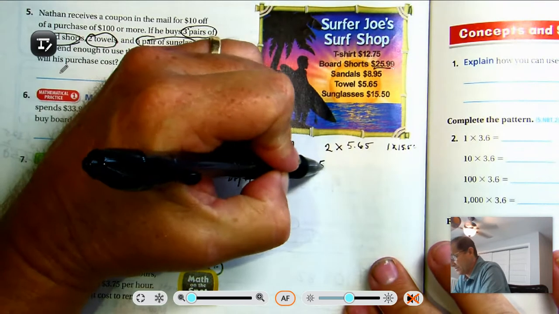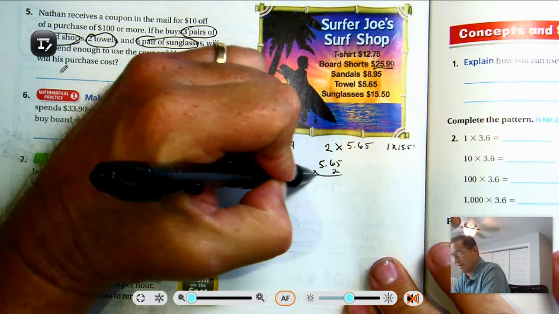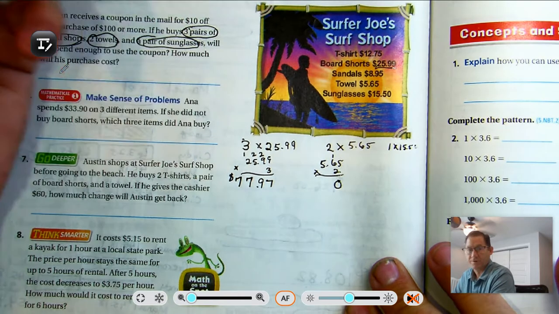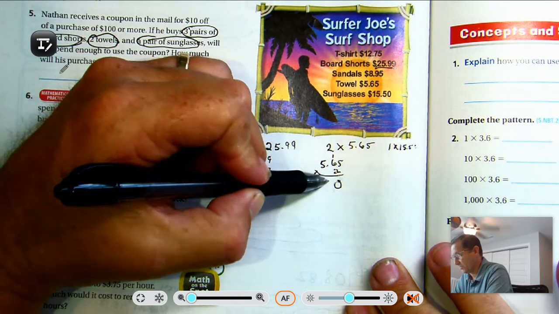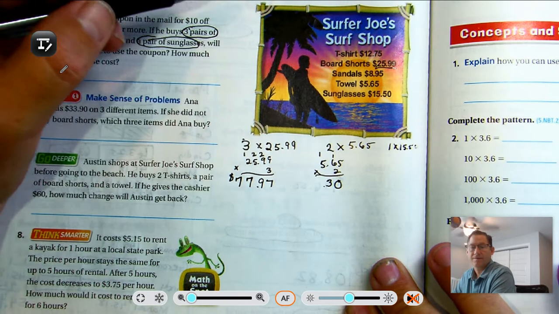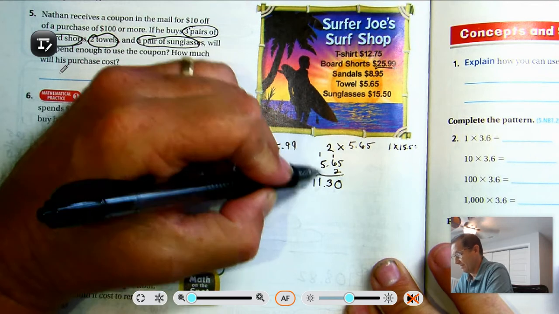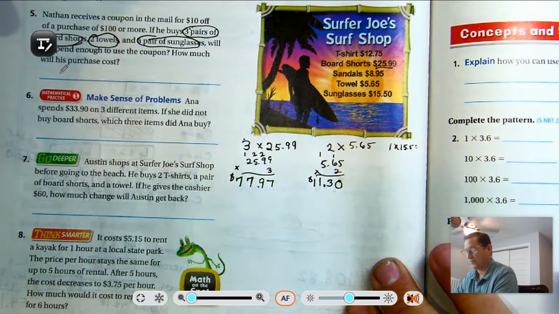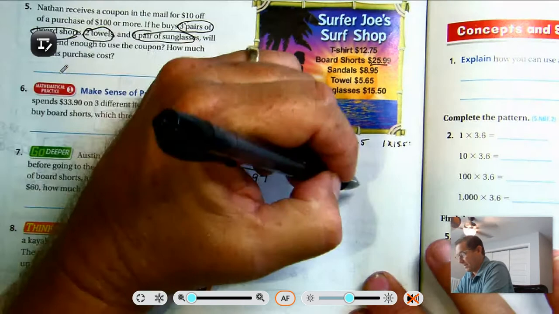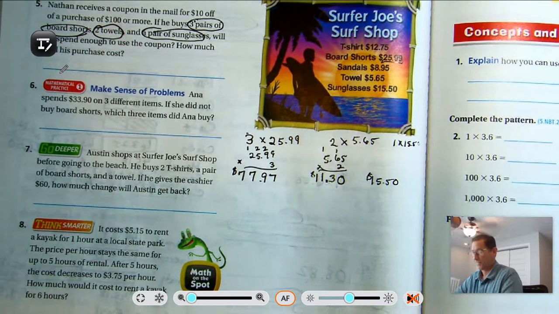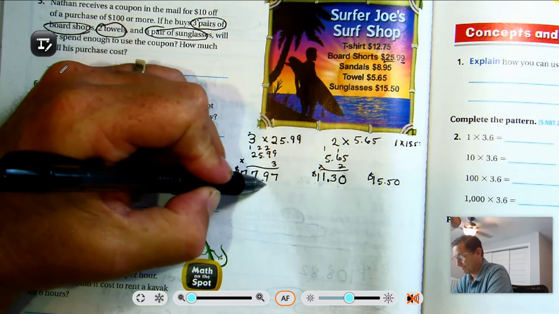Then he bought 2 towels at $5.65 each. So 2 times 5 is 10, regroup. 2 times 6 is 12, plus the regroup, 13. And regroup. 2 times 5 is 10, plus the regrouped, 11. So he spent $11.30 on the towels, and then we have $15.50 on the sunglasses. So let's add those all up.